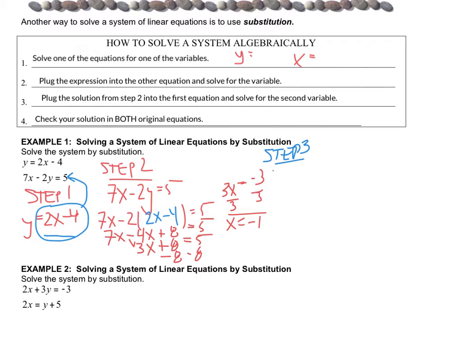So step 3 says take this equation back to the original one, and now I'm going to take the x and replace it with the -1. And now I have just numbers over here. -2 minus 4, y equals -6. So my solution is -1, -6.